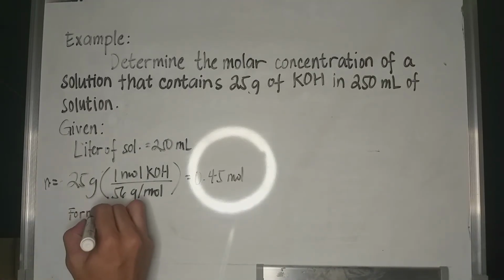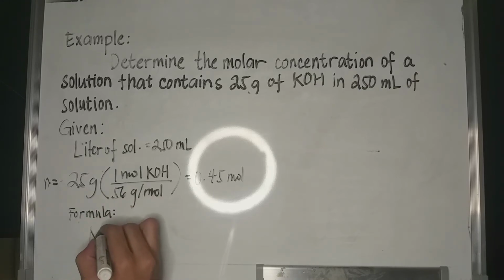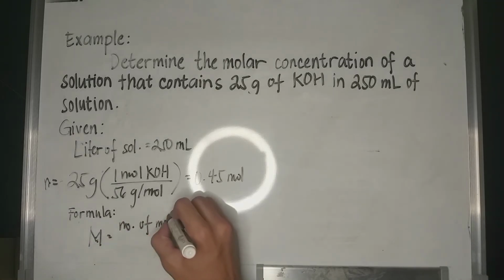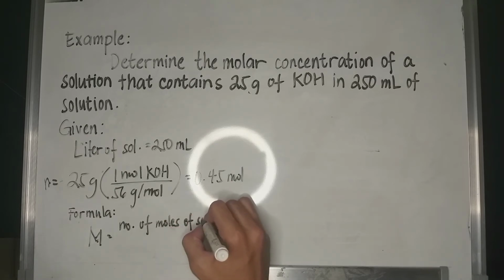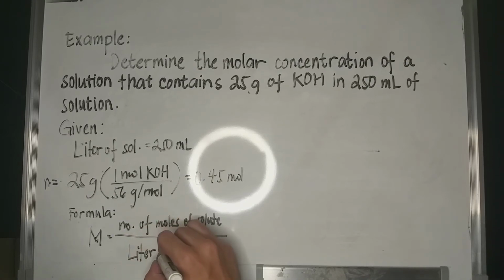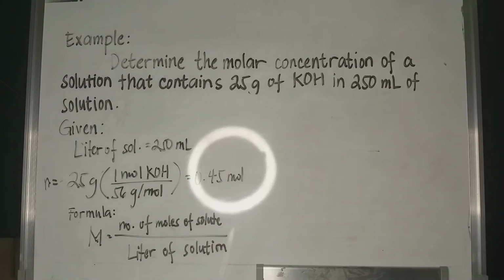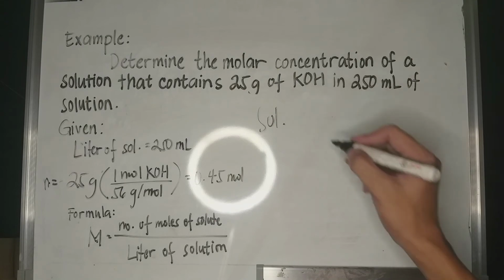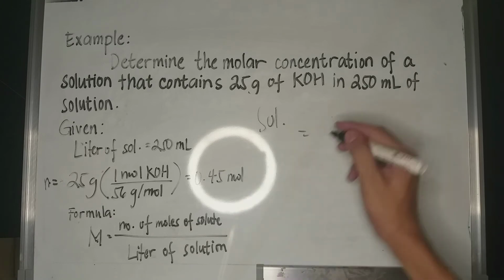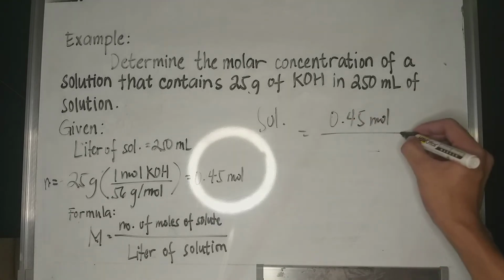So, let's write the formula. So, what is the formula for molarity? Okay, M equals number of moles of solute all over liters of solution. Then, let's solve. So, substitute the given to the formula. So, number of moles of solute is 0.45 mole over liter of solution.